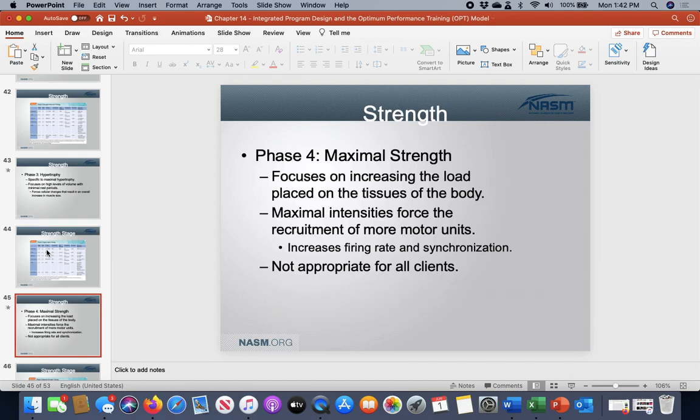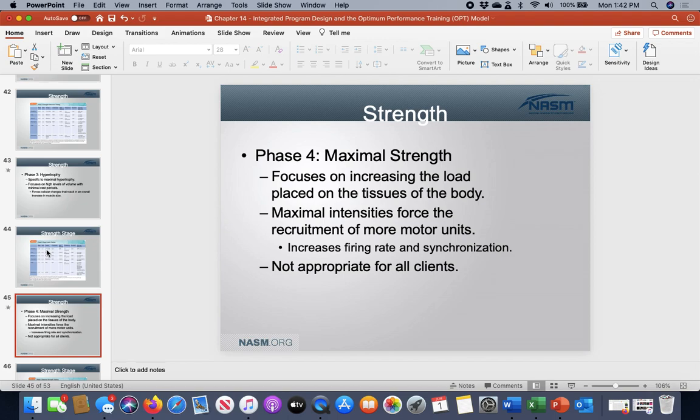Strength. With strength, we're talking about max strength here. Increasing the load that's placed on body tissues. So again, on muscle, on the joint connections. You're talking about ligaments, then muscle connections of tendons, and then just kind of beefing up that articular cartilage that's around the bone itself. We're trying to use heavy loading here.